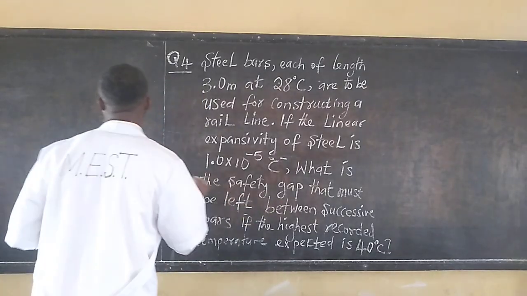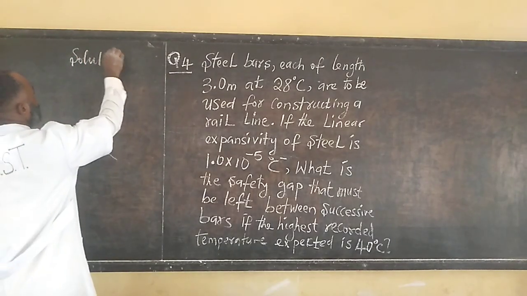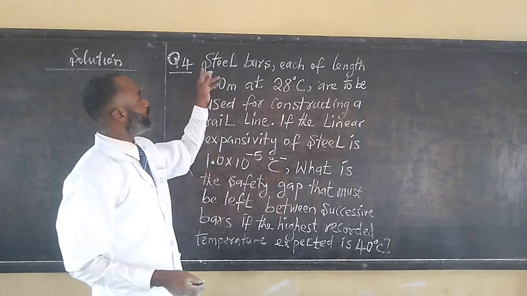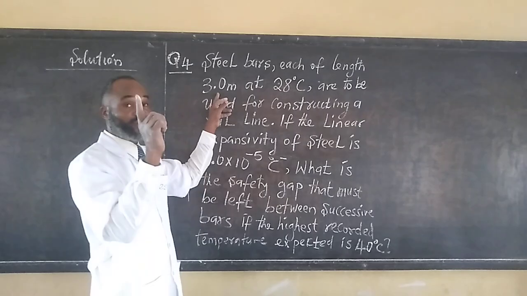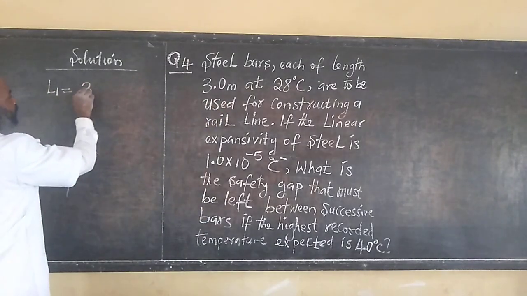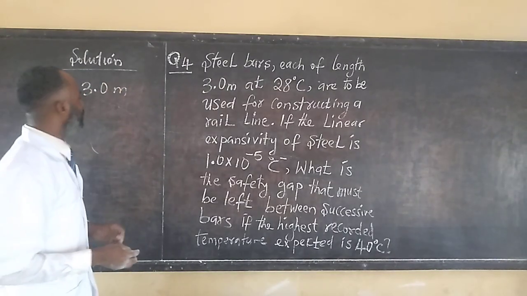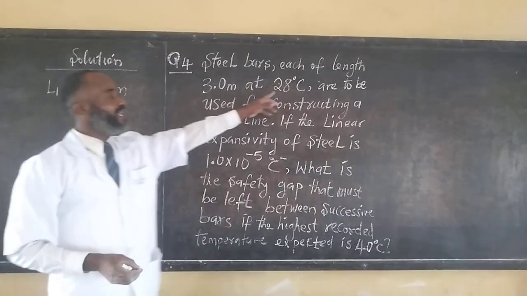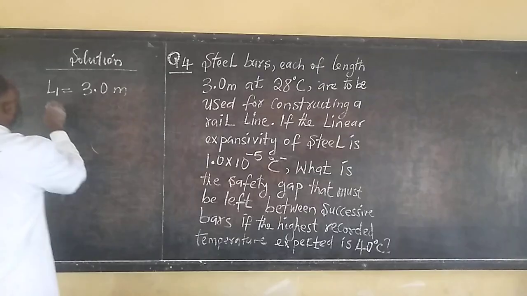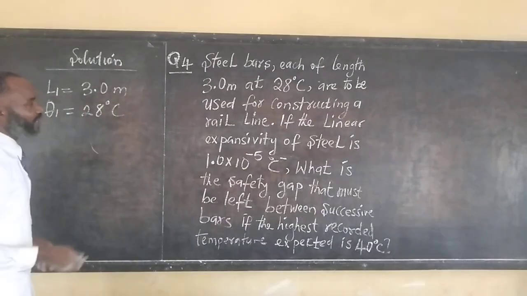It's still the same thing. Nothing has changed. Solution remains what we already know. Bars, each of length. Each of them has this length. That means L1 is equal to 3.0 meters. But you can see we don't have L2. The initial temperature is 28 degrees centigrade. So we have theta 1 is just 28 degrees centigrade.